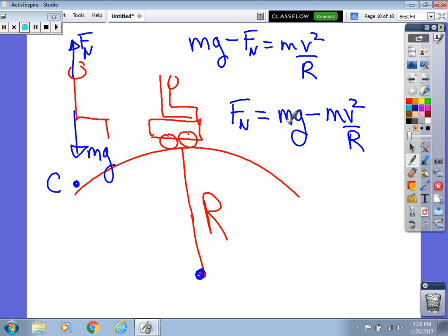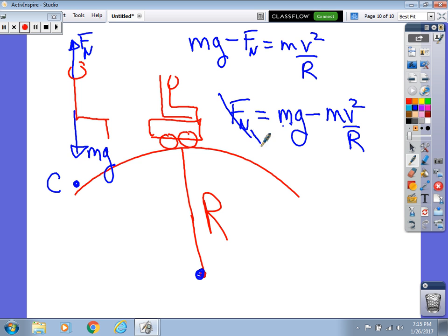You feel like you're floating because the chair doesn't have to push up against your butt as much to hold you in the curve. Gravity is doing the work. The normal force is actually doing very little. What happens when the normal force goes to zero? In other words, your butt leaves the chair, right? You're starting to separate from the chair.